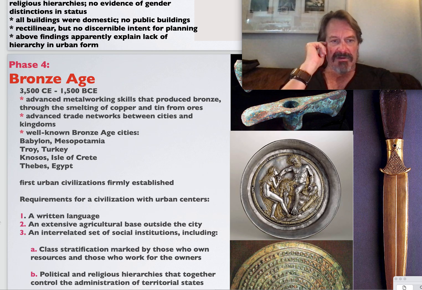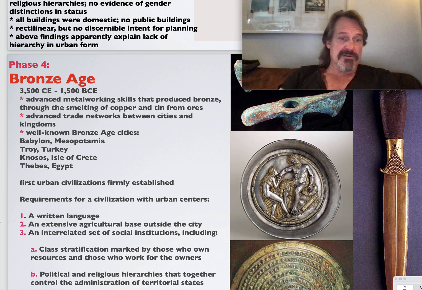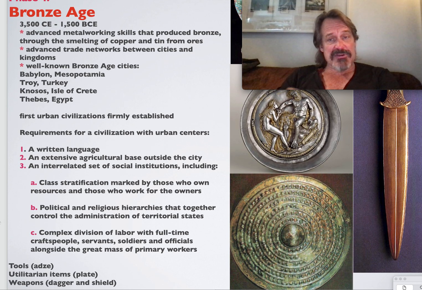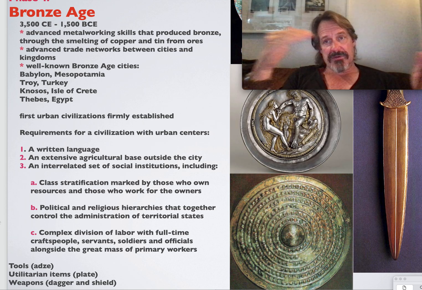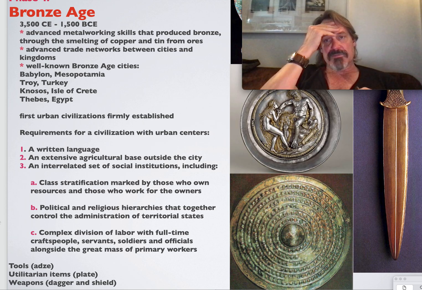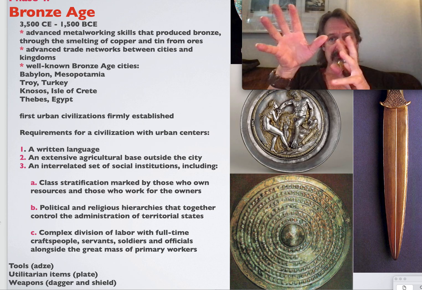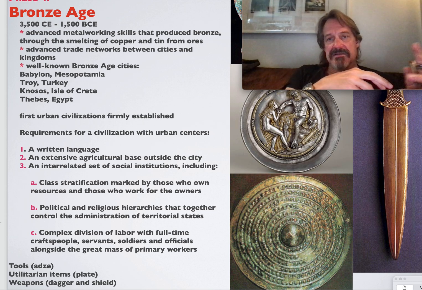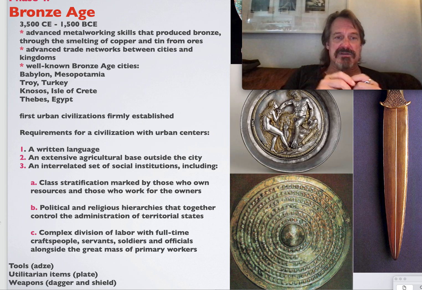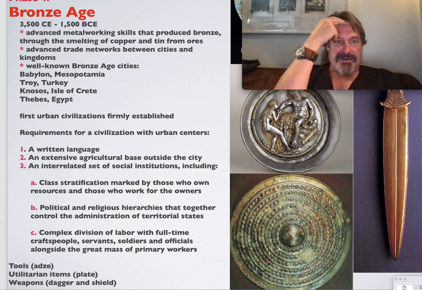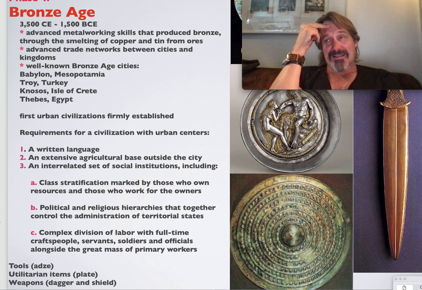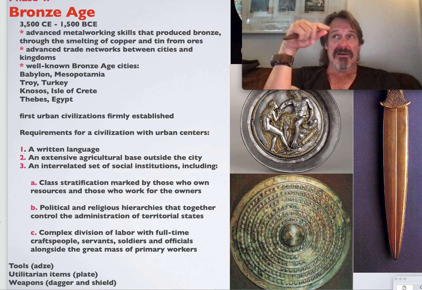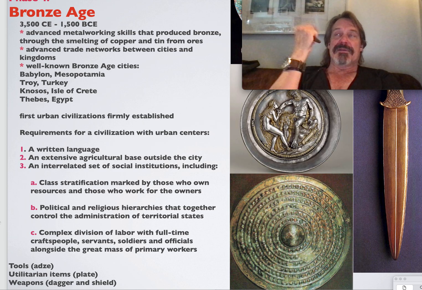An interrelated set of social institutions, including class stratification, rich areas, poor areas. Sure, even in Çatalhöyük, there were richer families, perhaps sharing walls with poorer families. They walked on top of these structures. Political and religious hierarchies, like insects with hierarchies. The ape and the ant-heap.